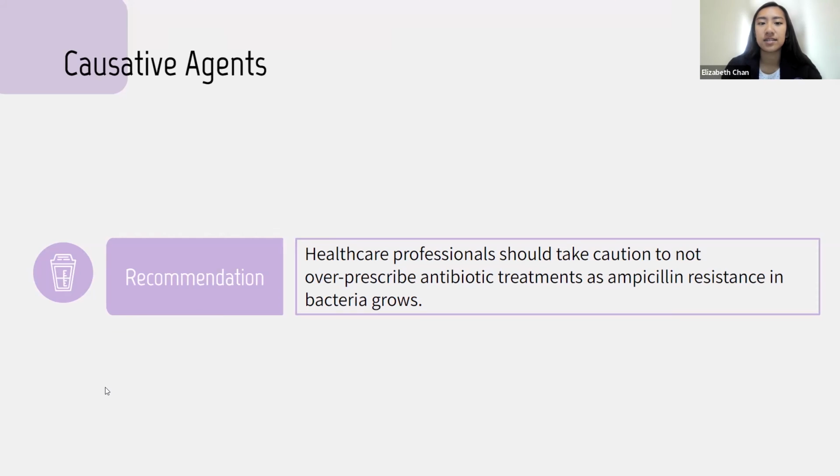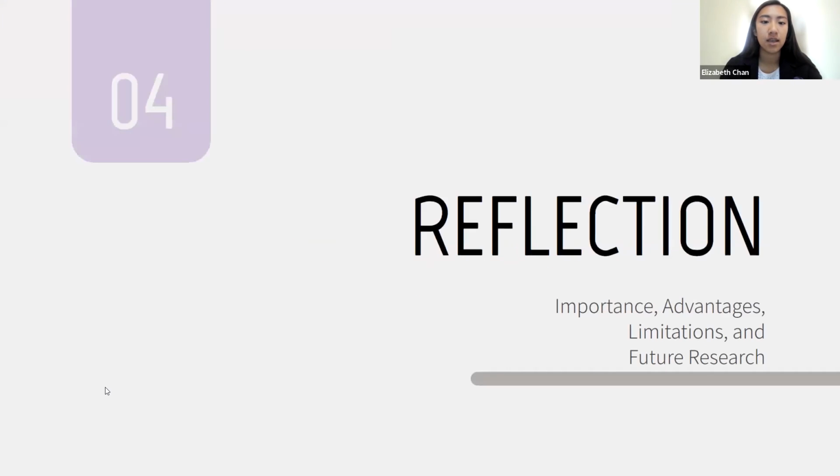However, antibiotic resistance is growing fast, especially to common bacteria like E. coli, and common antibiotics are losing their effect. As such, we recommend that healthcare professionals exercise caution when treating UTIs with antibiotics, as antibiotic resistance continues to become more common. So now I present the importance, limitations, and advantages in future research.